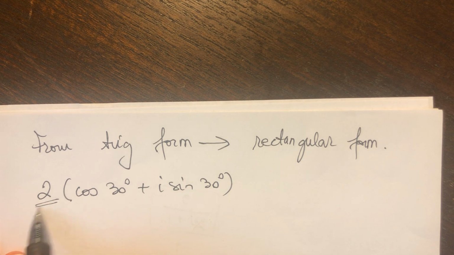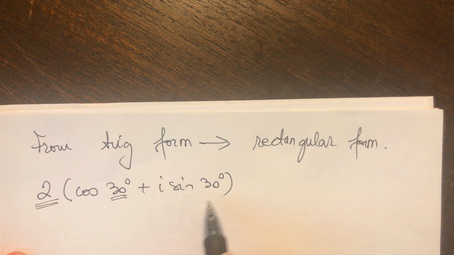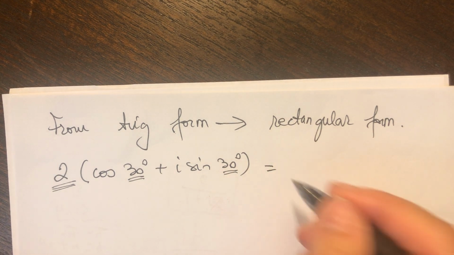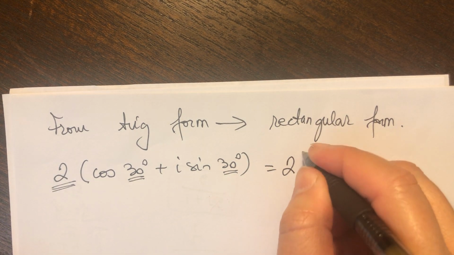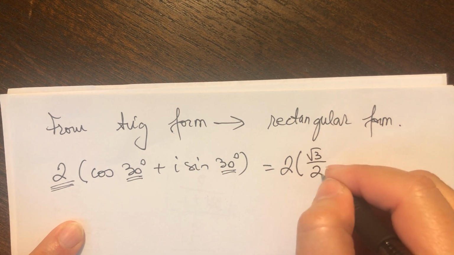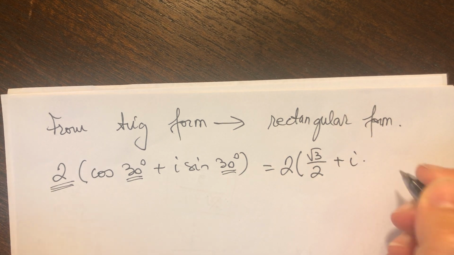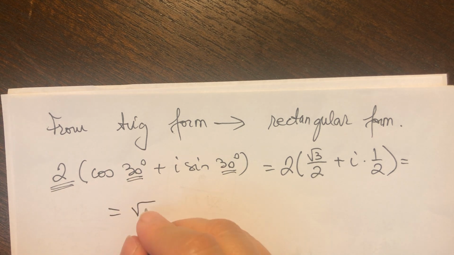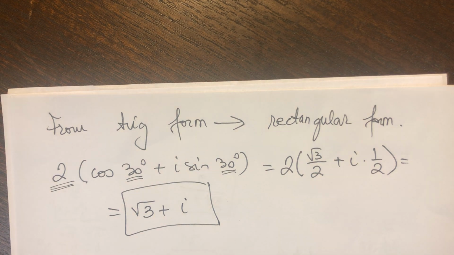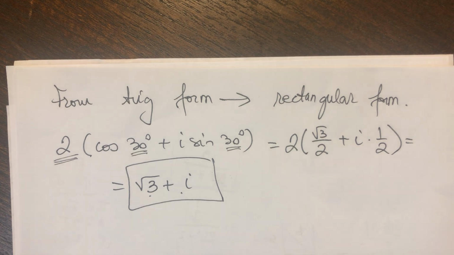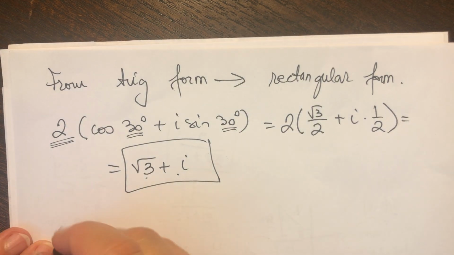So r is 2, theta is 30. What's the fastest way to transform? It's to actually just evaluate it. So there's a 2. What's cosine of 30 degrees? Cosine of 30 degrees is square root of 3 over 2, plus i times sine of 30 degrees, which is 1/2. Multiplying the 2 out, I get the square root of 3 plus i. Boom. That's the rectangular form. It has an x and a y. So there you go. Let's try one more.